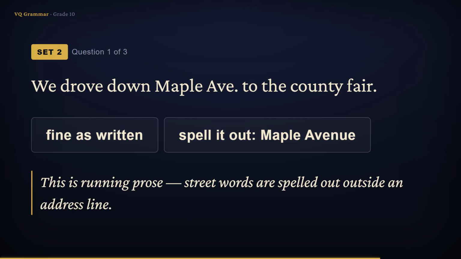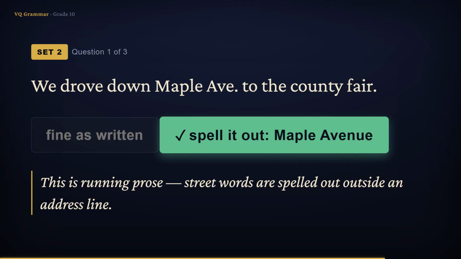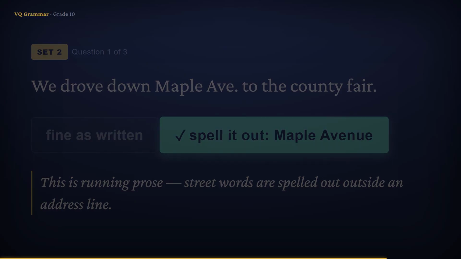Look at where it lives. This is running prose, an ordinary sentence, not an address line on an envelope. So we spell it out, Maple Avenue.